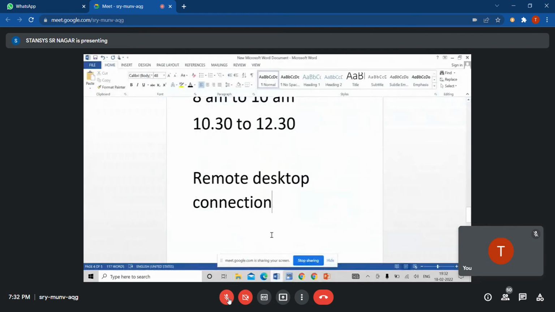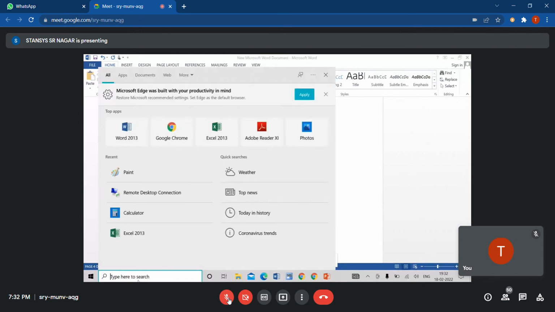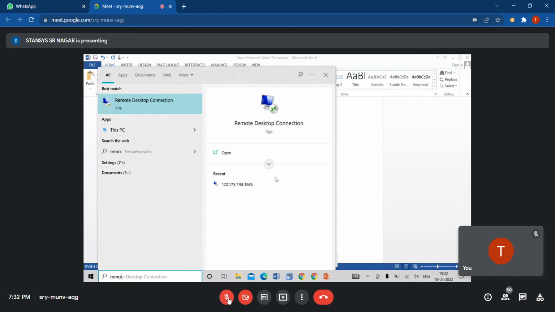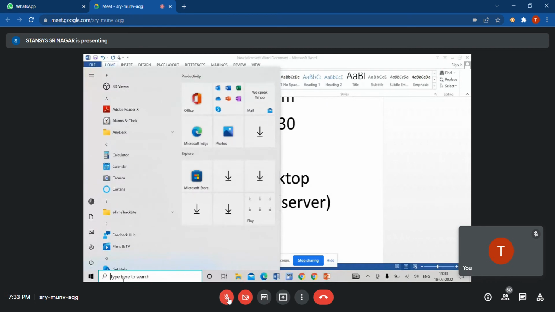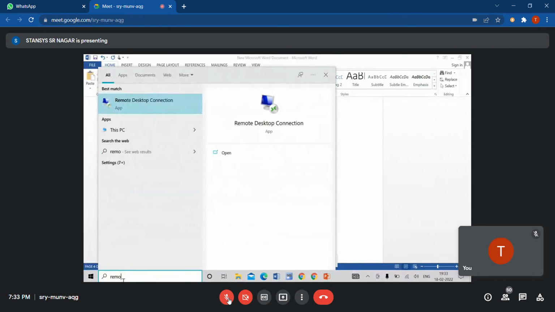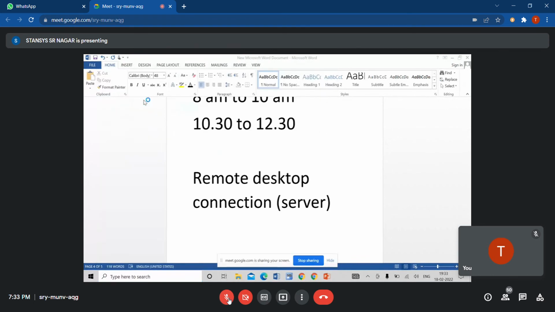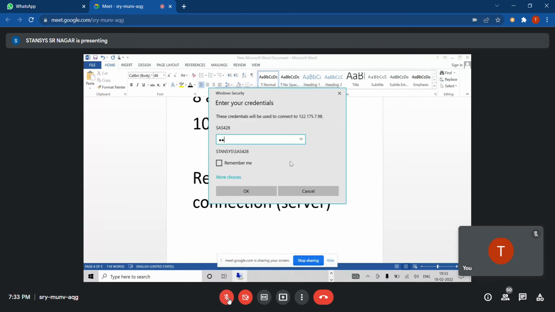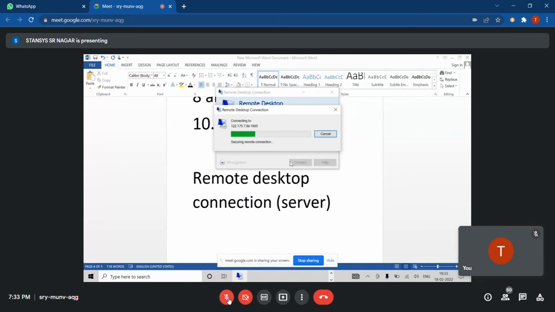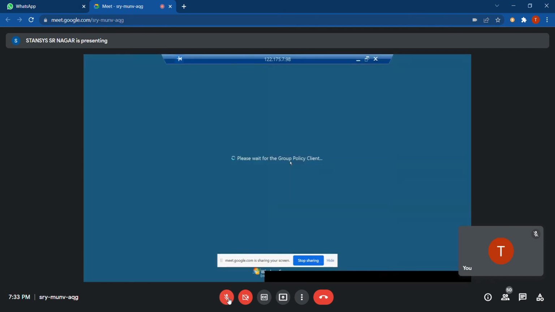So we're providing a remote desktop connection, which is nothing but a server. Our institute has a separate server. So what is the main advantage of the server? That is called the remote desktop connection. In every operating system like Windows 10 and Windows 7, there is an option called Remote Desktop Connection. You can just click on Remote Desktop Connection. We are providing the computer name, username and password to each and every student. So my username is SAS428. Just click on connect. I'm entering my password and clicking OK.